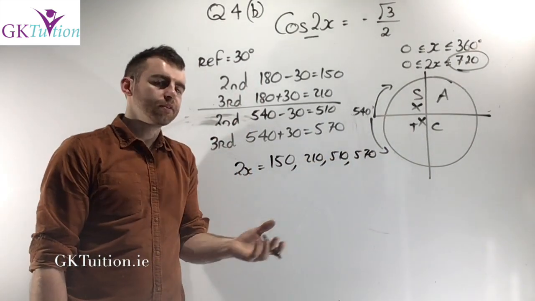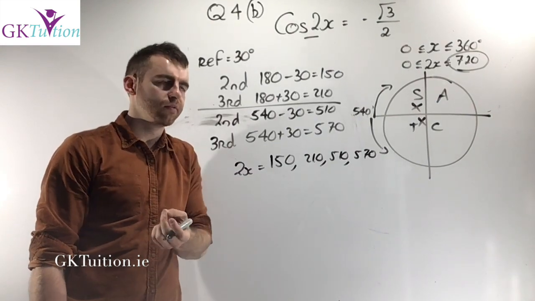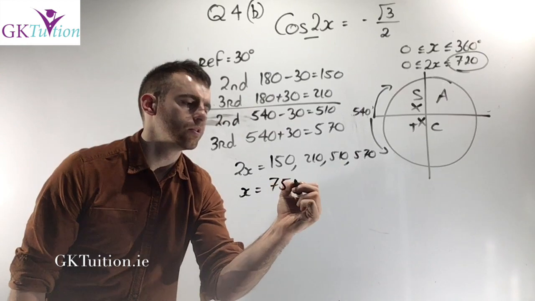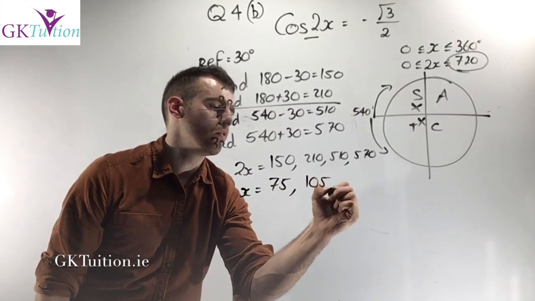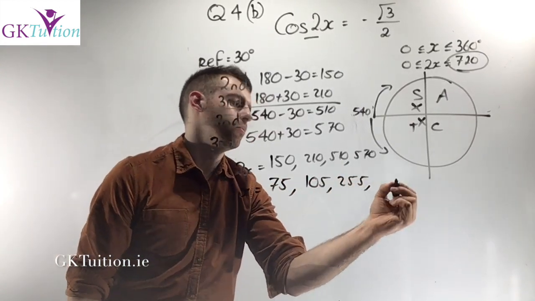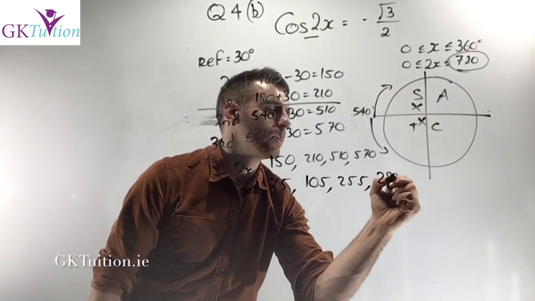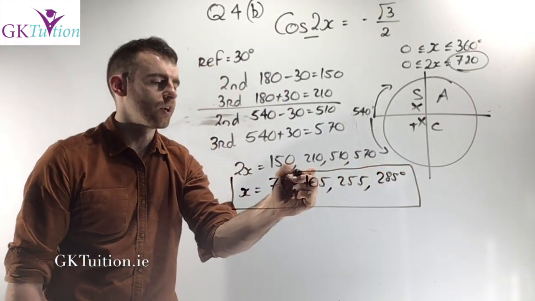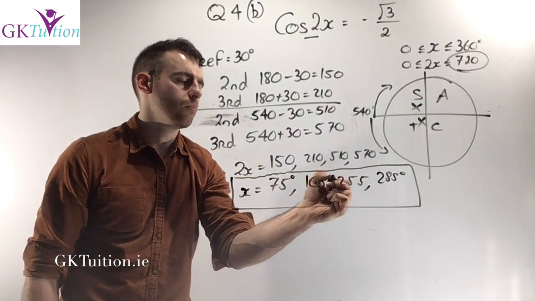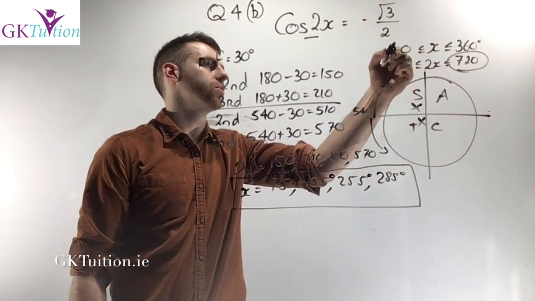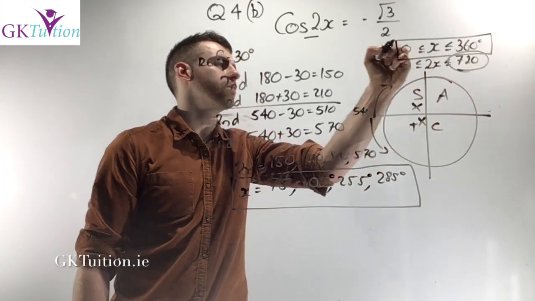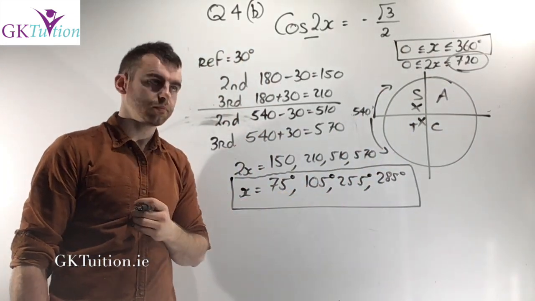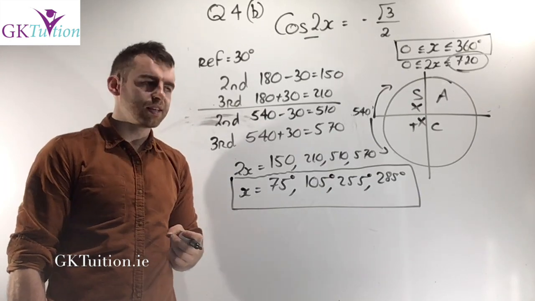But obviously I don't want values for 2x, I want to find the values of x. So you need to divide everything by 2. And your 4 answers in this case will be 75, 105, 255 and 285 degrees. Notice how your 4 answers are within the original domain. The original domain was asking you for values of x between 0 and 360, which is what I've given my examiner in this case. So that was the last piece of that exam.